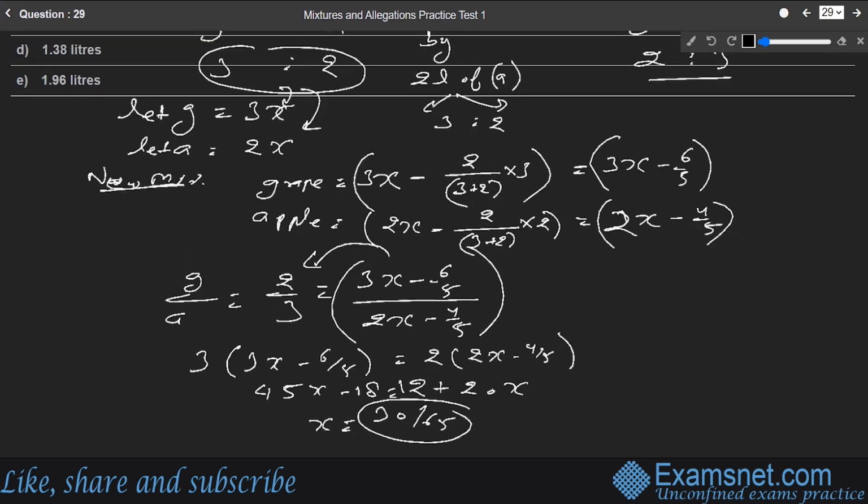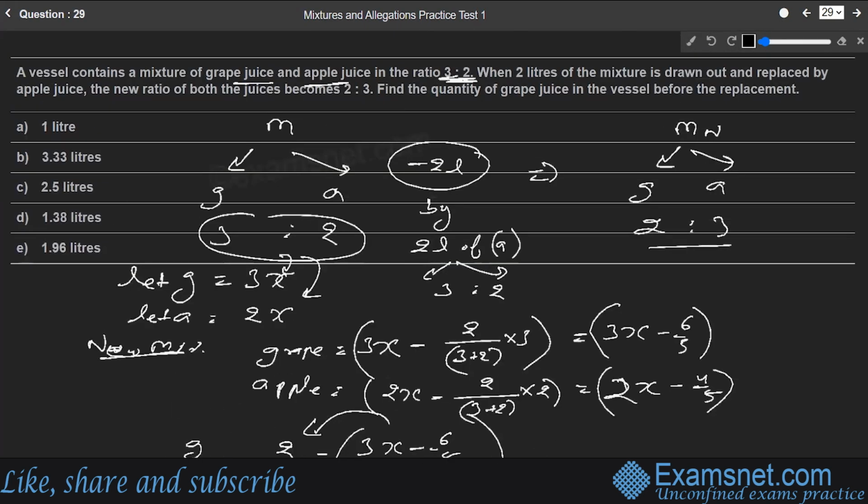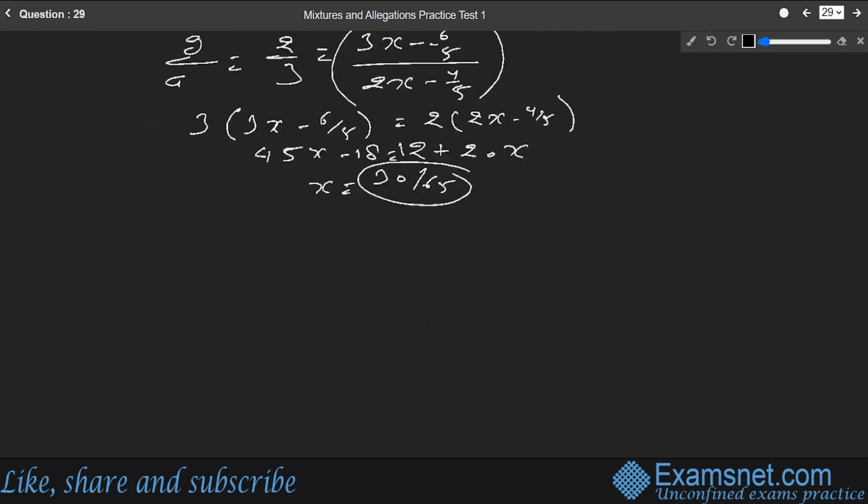Now what they have asked, they have not asked for the quantity after the replacement. They have asked to find the quantity of grape juice in the vessel before the replacement has been done. So initially, how much was the grape juice content? The grape juice content initially was 3x. That's what we have assumed. And now we have found out the x value.